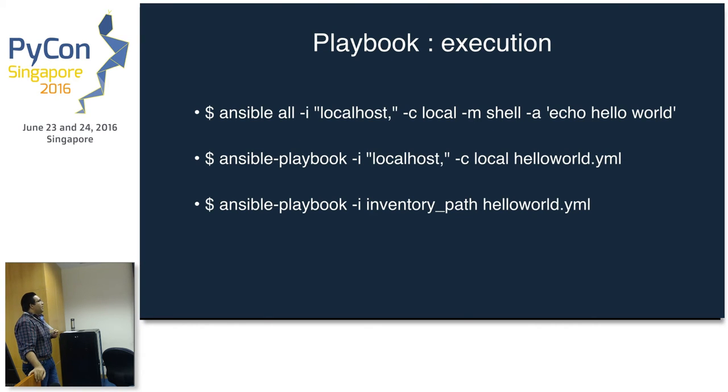The second and the third examples are basically for once you write everything in your playbook. You would save it as a playbook file and then ask ansible-playbook to run it for you. In the second example, the minus i is for the inventory. I'm looking for localhost in my inventory file. If it's not there, it will error out. And it will run the whole hello world YML locally on my localhost. And in the third one, I'm giving a path of an inventory file and then running the whole Ansible playbook for it.